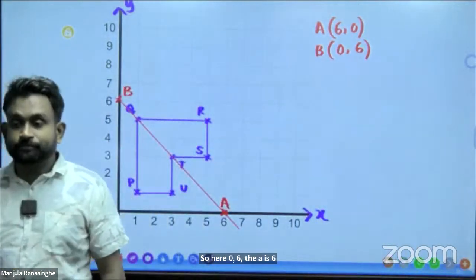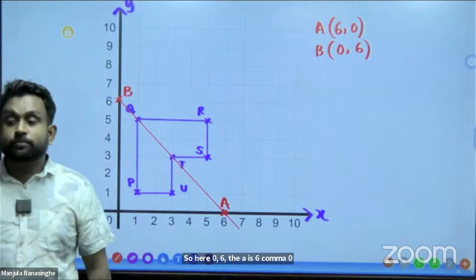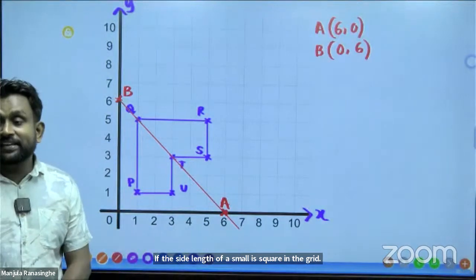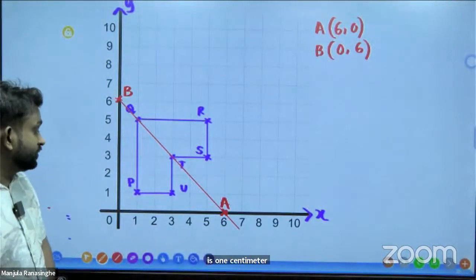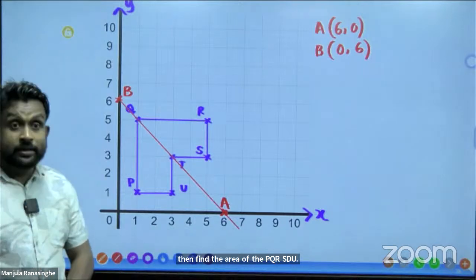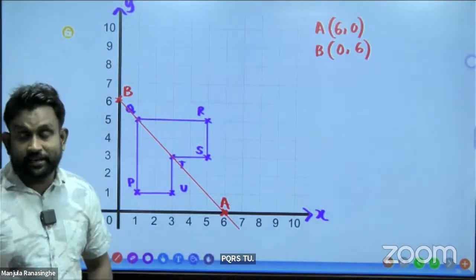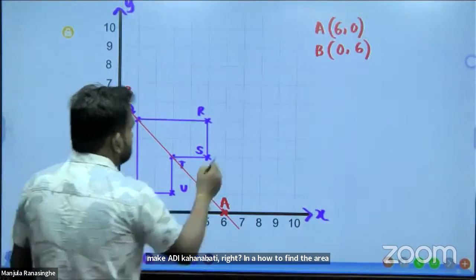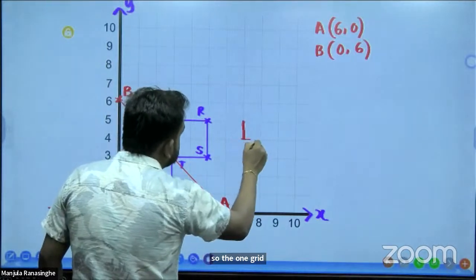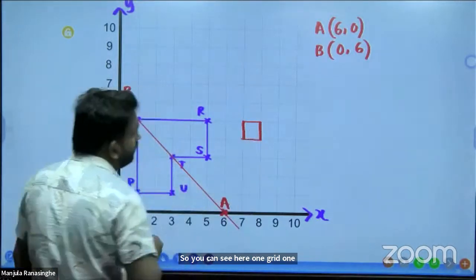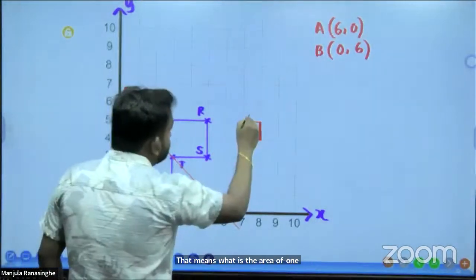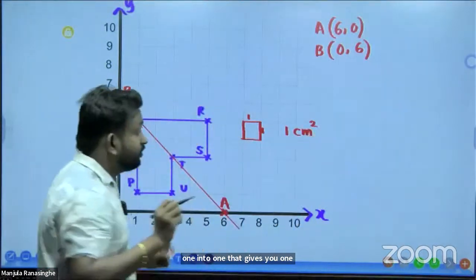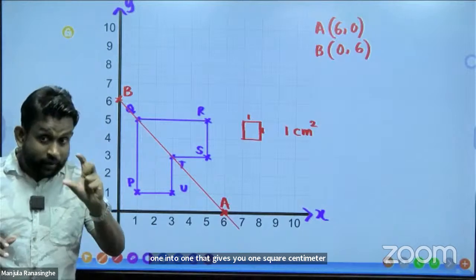Right, good question now. If the side length of a small square in the grid is 1 centimeter, then find the area of the figure PQRSTU. They are asking for the area. Right. And how to find the area? You can see here one grid is 1 centimeter. That means what is the area of one square? 1 into 1, that gives you 1 square centimeter. So the area of one grid is 1 square centimeter.